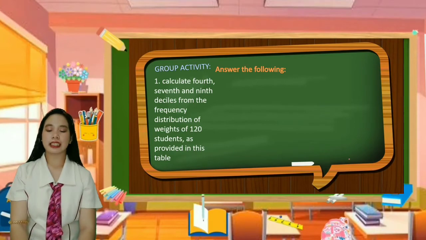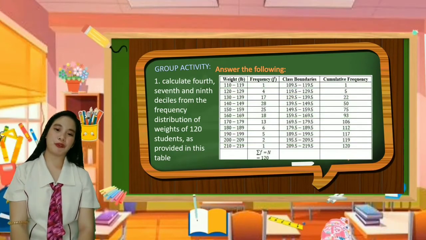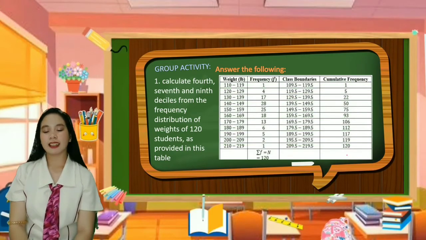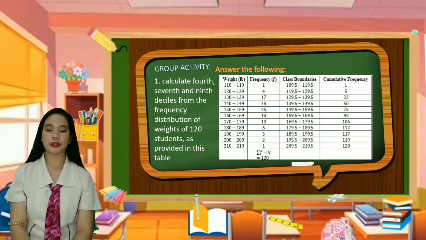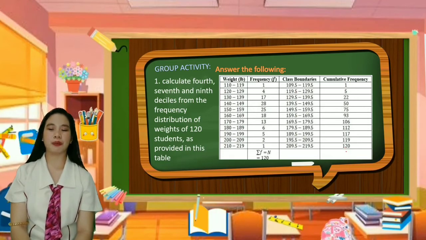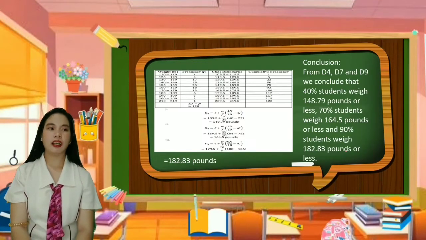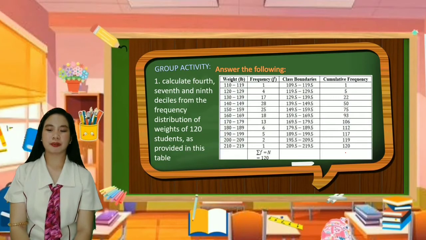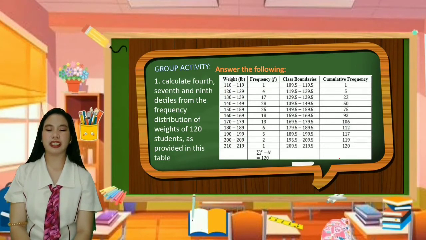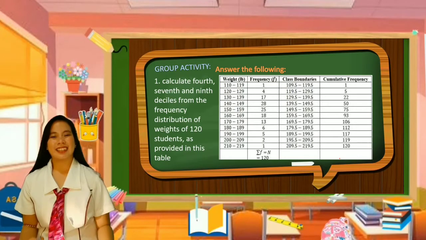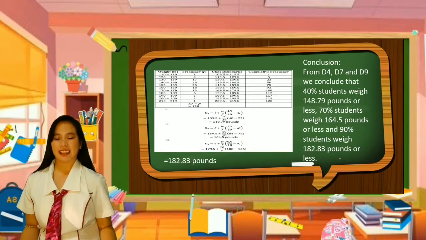Your section will be grouped into 4. The table was already given, and you should answer the following. First, calculate the 4th, 7th, and 9th deciles from the frequency distribution of the weight of 170 students as provided in the table. So now, let's answer the activity.